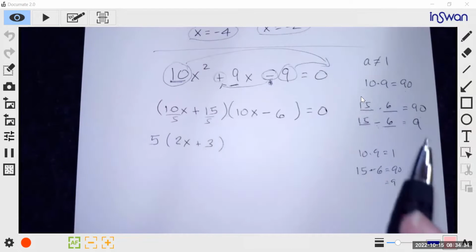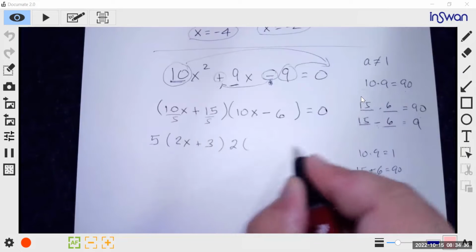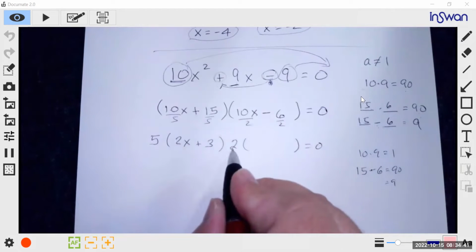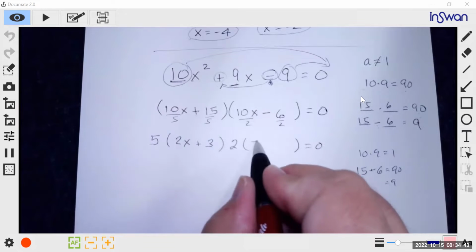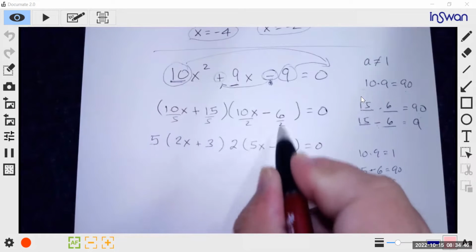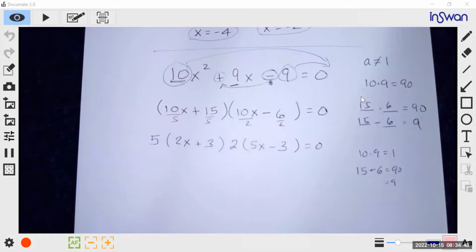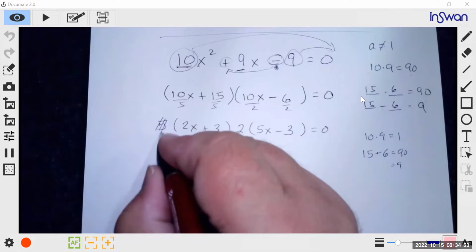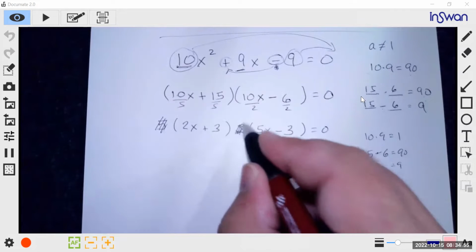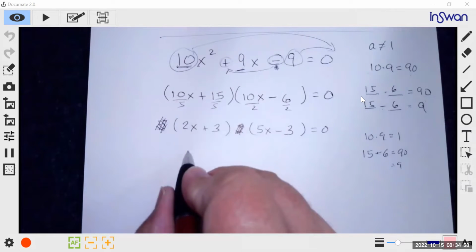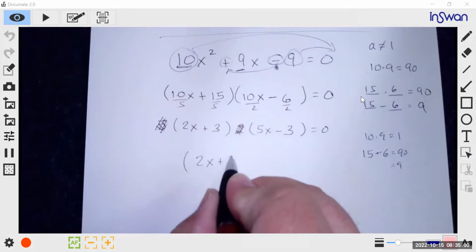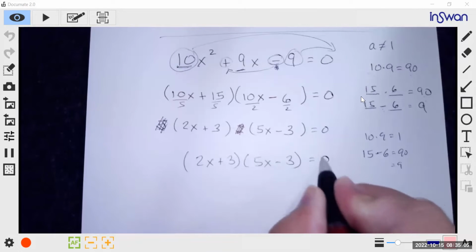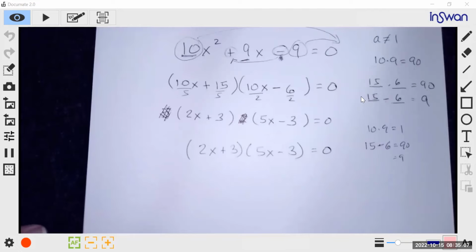What does the second one have in common? They both have a 2 in common. So to figure out what goes inside the parentheses, since I factored out a 2, I divide these by 2. 10 divided by 2 is 5x. 6 divided by 2 is 3. Whatever you factored out, just delete it. Erase it. And there you have it. That's the factored form.